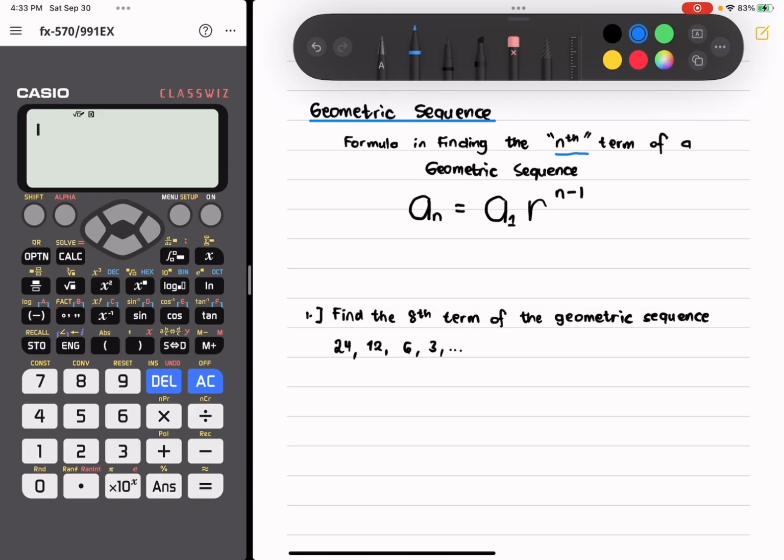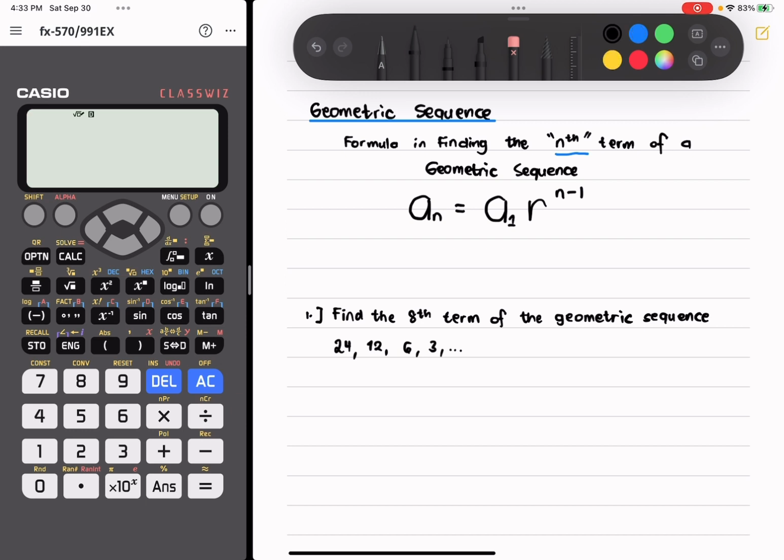Hello, magandang buhay, grade 10. Our topic is about geometric sequence. So, here, ang hinahanap natin is the term dun sa position ng A sub n. Okay? So, what is the formula in finding the n-th term of a geometric sequence?